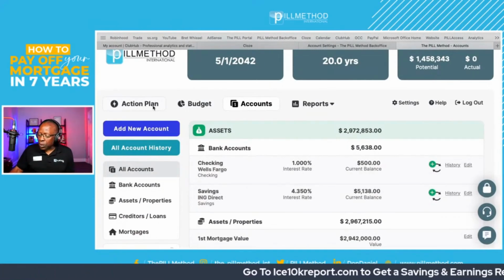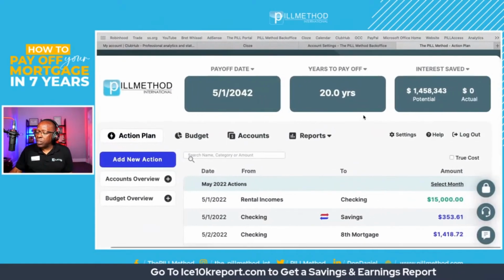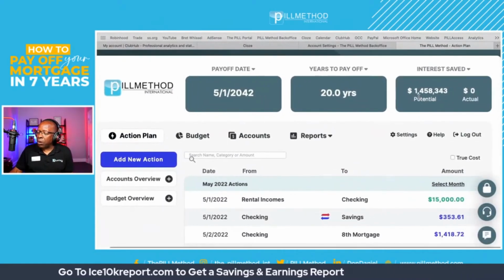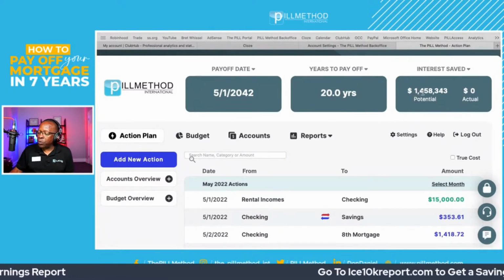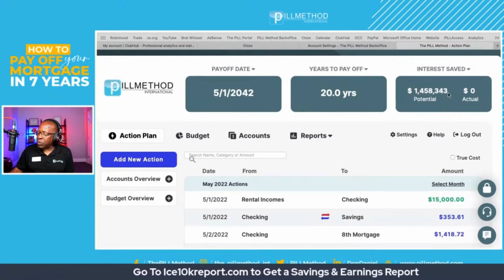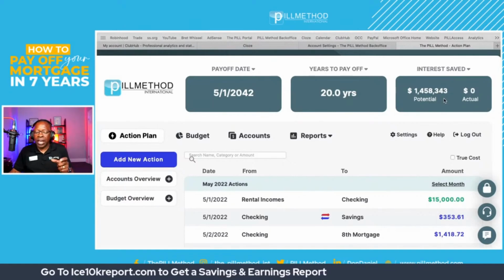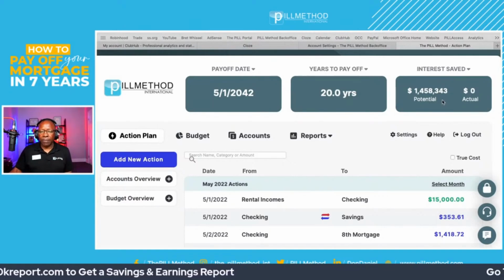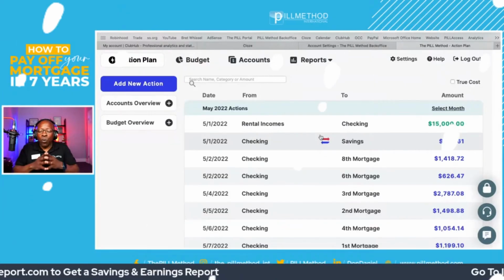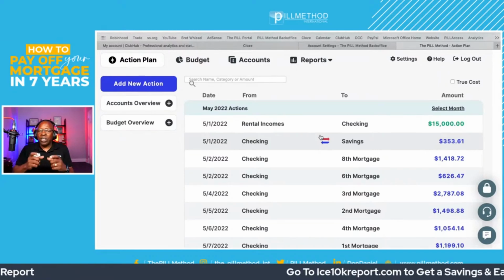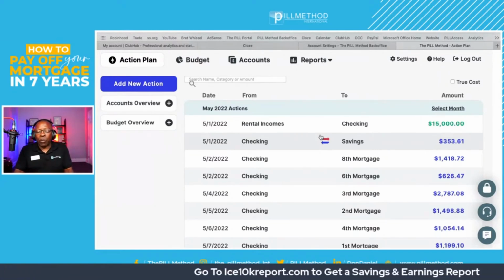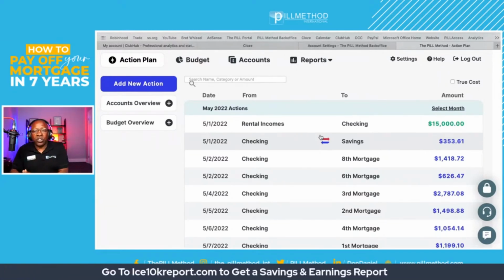All right. So when we go to action plan, I need to show you folks that they are going to save, in the upper right hand corner, look how much interest. $1,458,343 in interest they will not have to pay. Okay. They won't have to pay that. And we're going over right now how in the world we are leaving millions of dollars on the table, and we don't have to if you're a real estate investor.